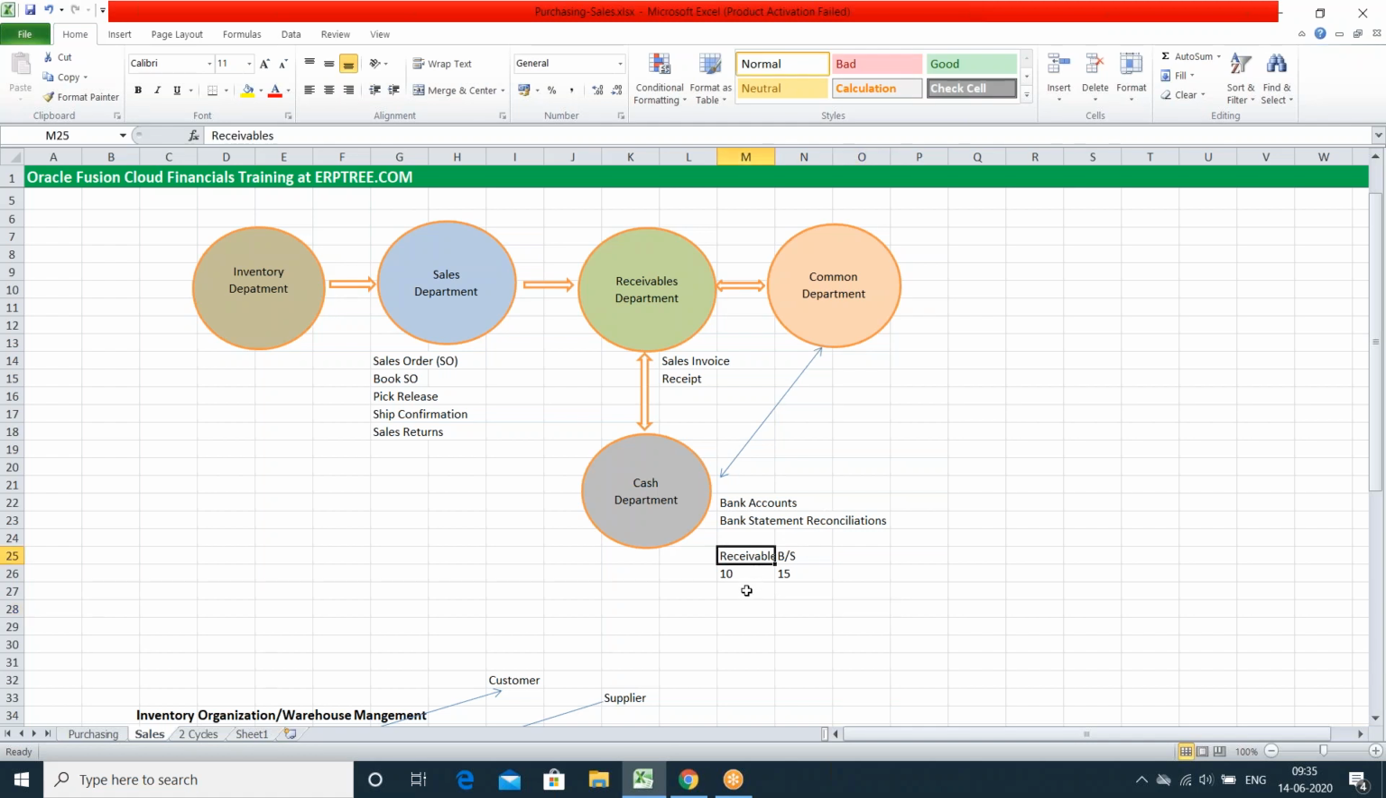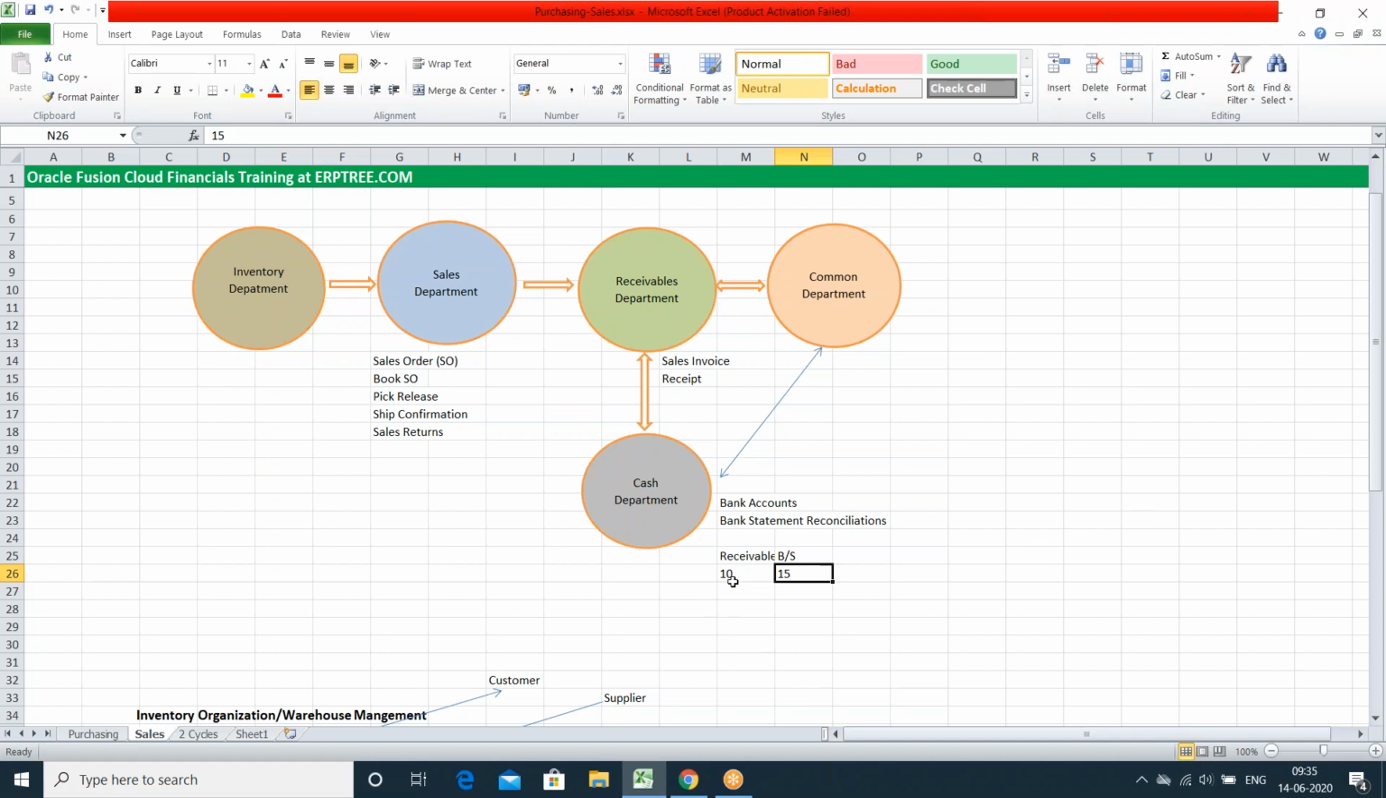Fine. From the receivables department, they will take the information as per receivables books, how many receipts, and as per bank statement, how many receipts. They have to cross-check. As per the receivables department, only 10 payments were received from customers, but as per the bank statement, 15 are reflecting. What is the difference? Why do we have a difference of 5?